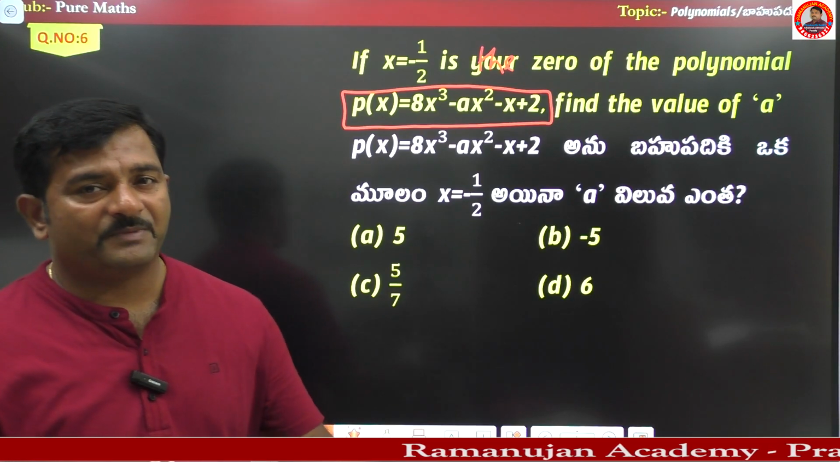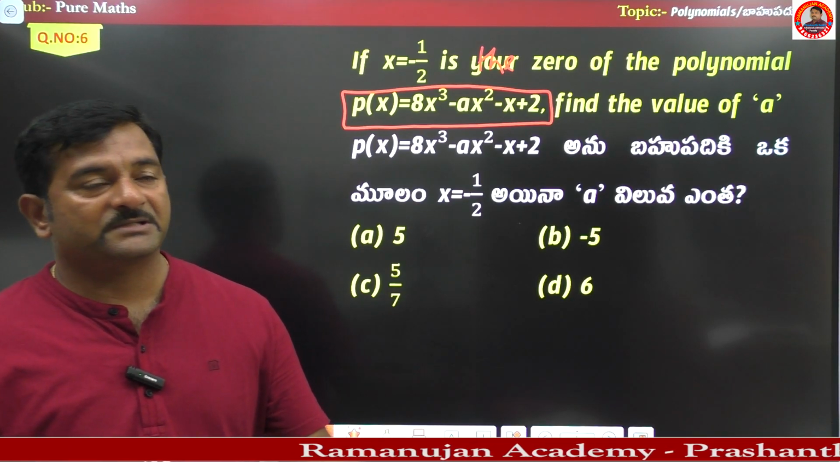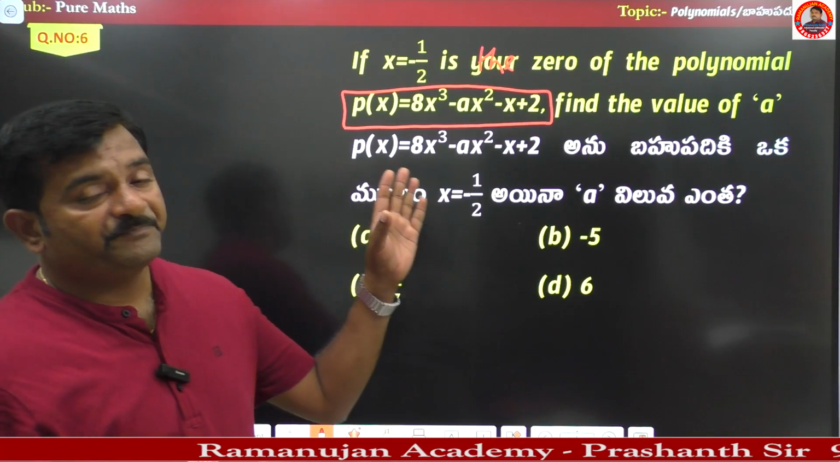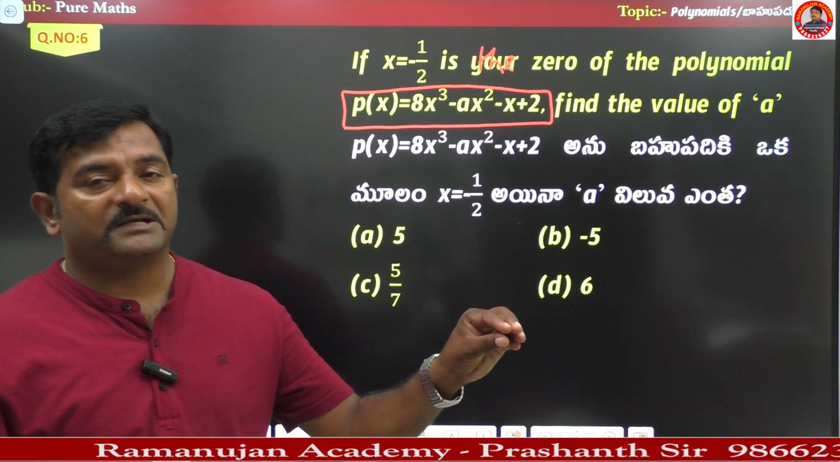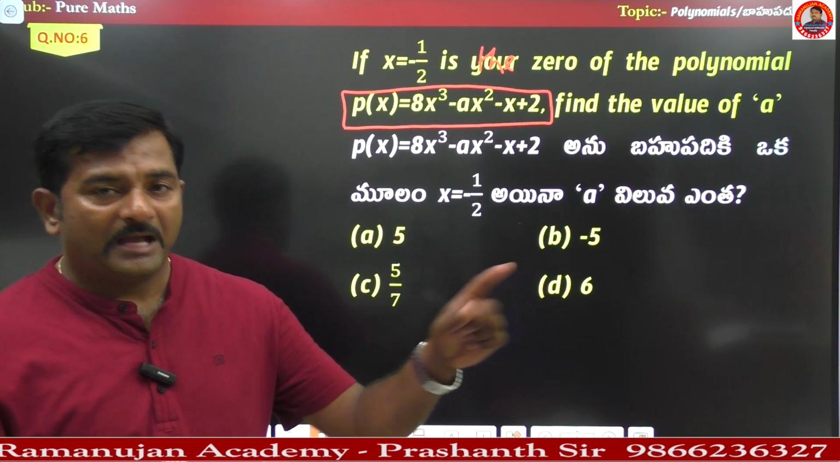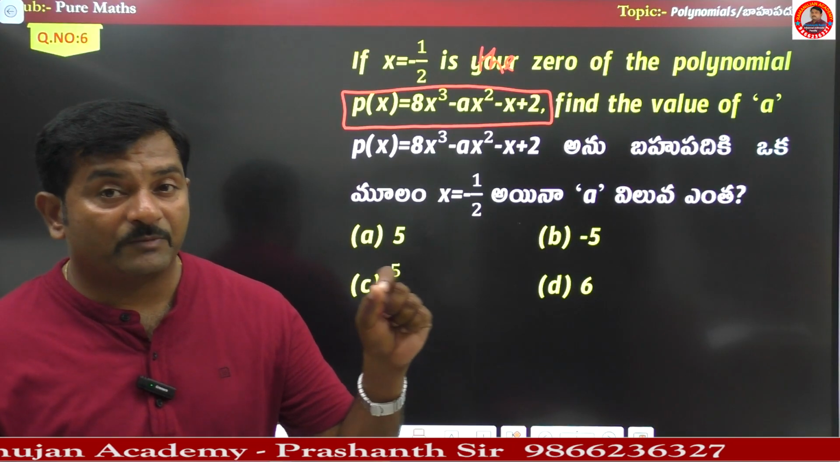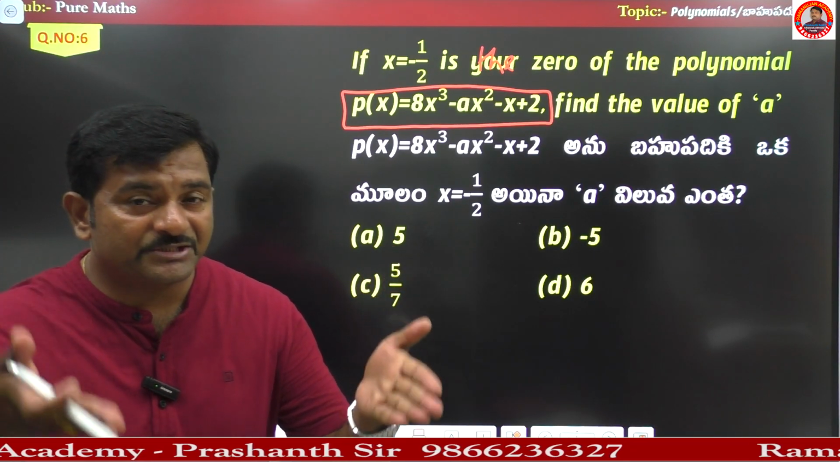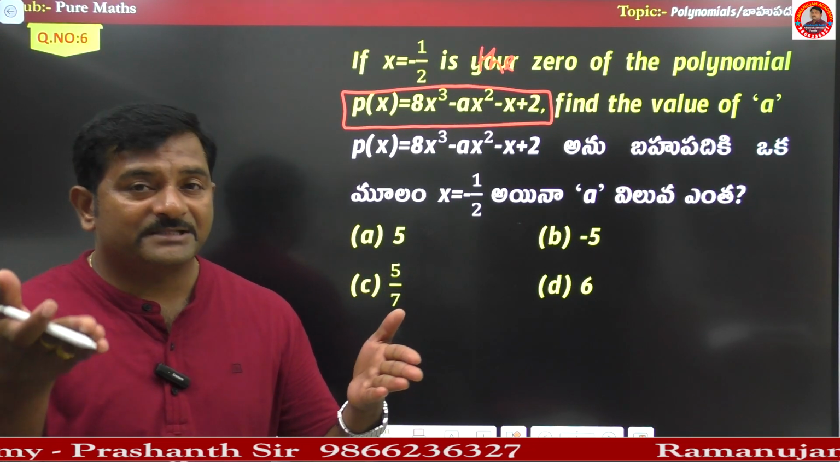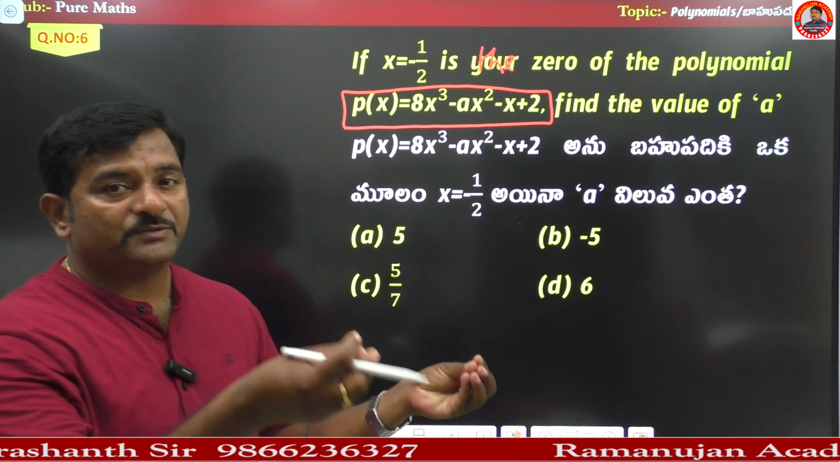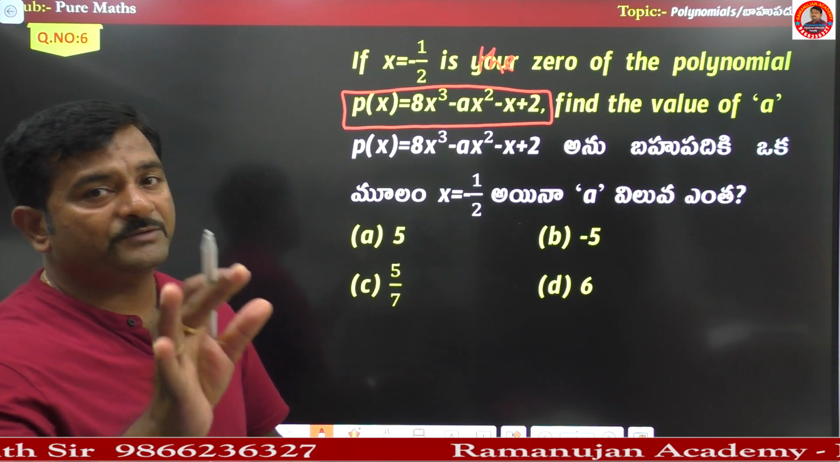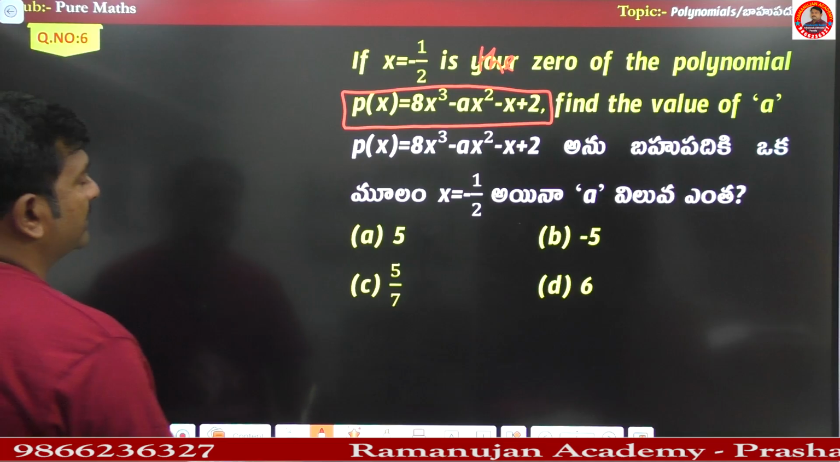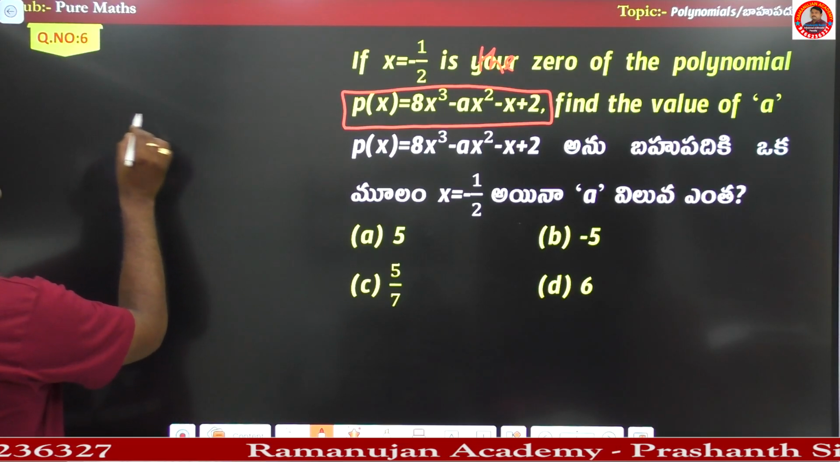You do one thing: pause the video, read the question yourself, and in the given polynomial, wherever x is there, in place of x put minus 1 by 2 and equate to 0. Remember why we are putting equal to 0? Because it is the 0 of the polynomial. Since it is a 0 of the polynomial, if you substitute the x value, you should get polynomial value 0.